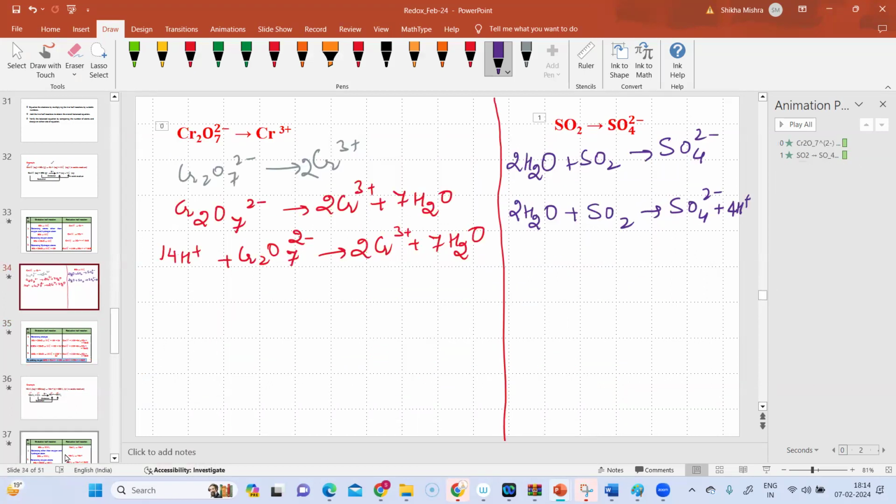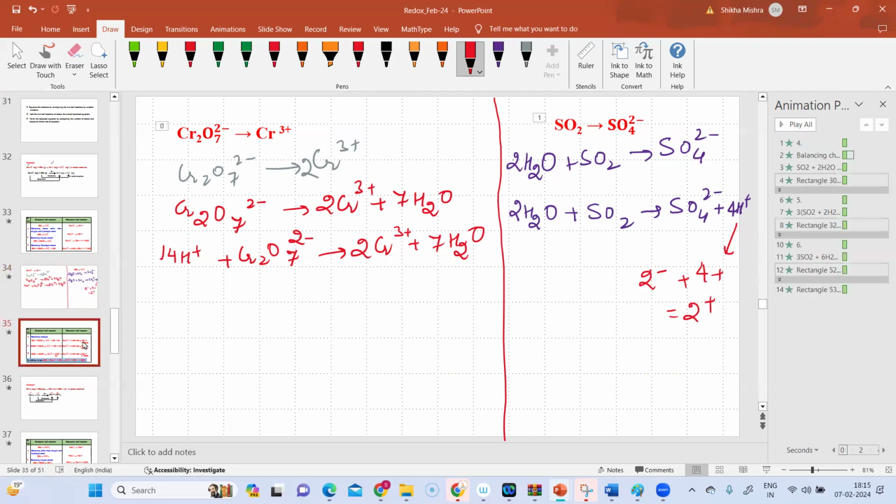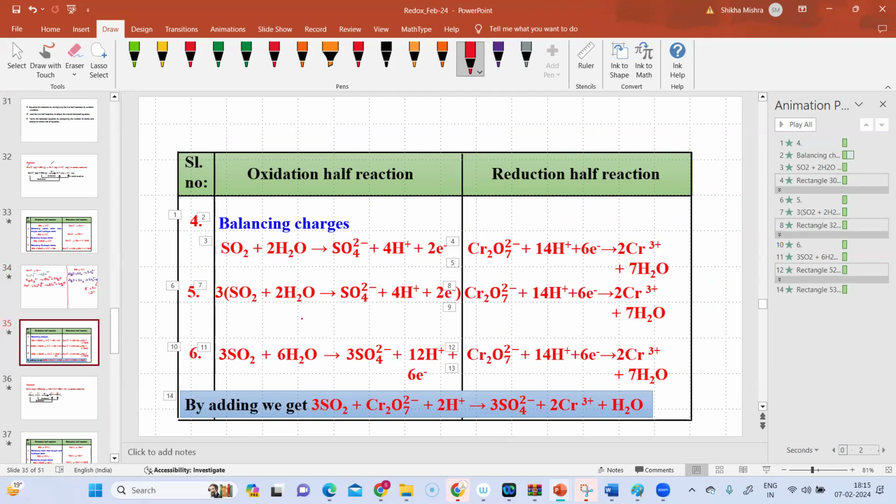Now the atoms are balanced, so we have to balance the charges. For balancing the charges, we have to count what the charges are over there. In this case, we have 4 positive and 2 negative charges, right? If we cancel them, we get 2 positive charges here. To balance these 2 positive charges, let's see what we have to do. Look at the first reaction. You will be adding the 2 electrons like this, right?